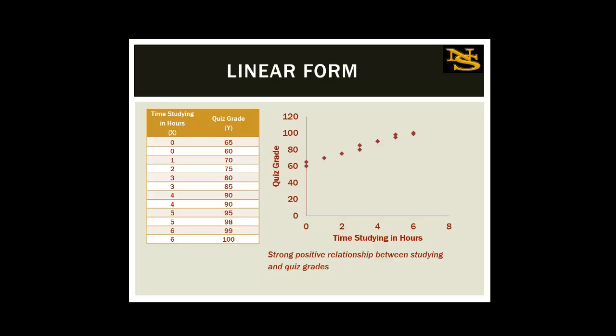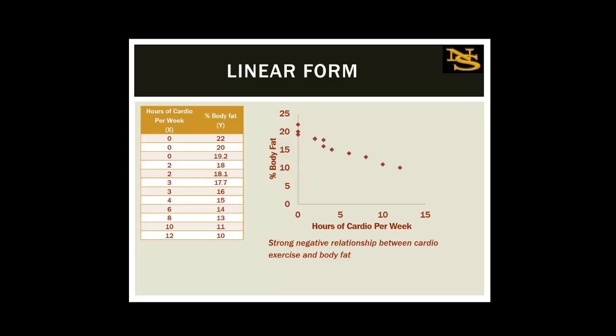So looking at this, you can see consistently, as you study more, your quiz grade improves. There's no dip in your line here in your scatter plot. Here's another linear relationship. As you do more cardio, consistently there is a decrease in your percentage of body fat. You can see the line emerge when you plot your data.